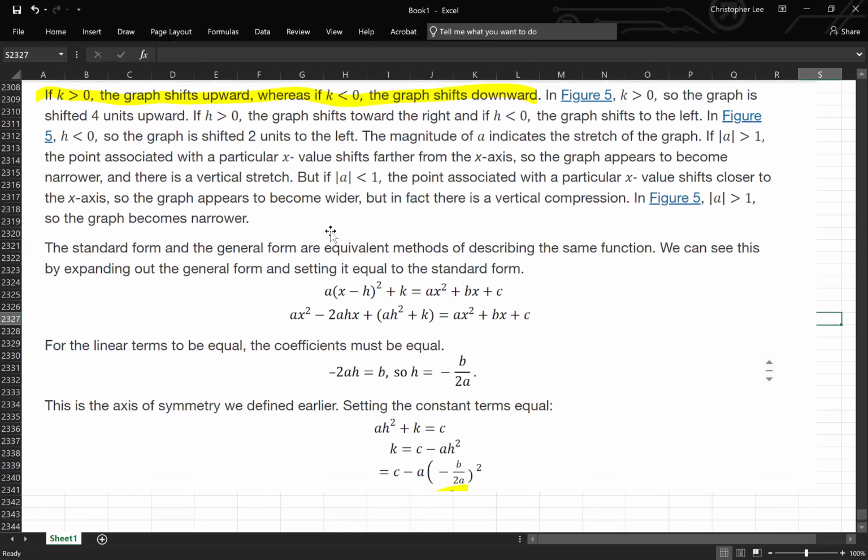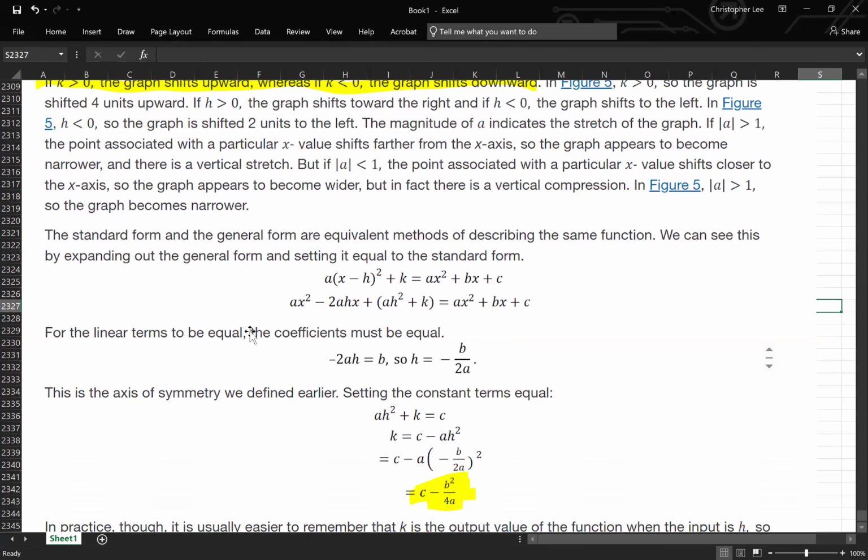The standard form and the general form, right, are equivalent methods of describing the same function. We can see that by expanding out the standard form and setting it equal to the general form, right?